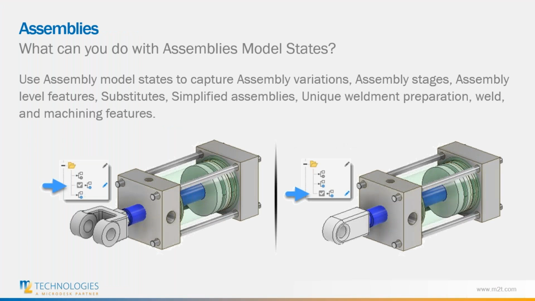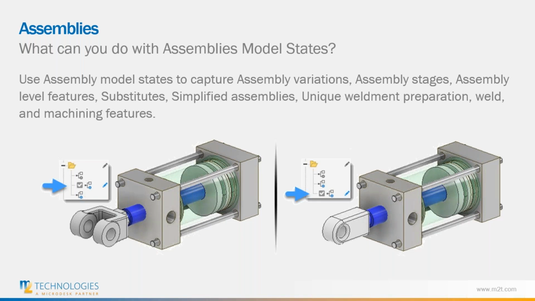So let's switch gears a little bit here. So let's talk about assembly model states. Essentially you could do very similar things that you have in the part model state, but now you're applying it to assemblies. So things like if you have assembly variations, okay, maybe you have a different component that needs to be inserted at the end of the cylinder, maybe you want to adjust the constraint offset value. Maybe you want to include or exclude different components. Maybe you even want to do weld preparations this way.